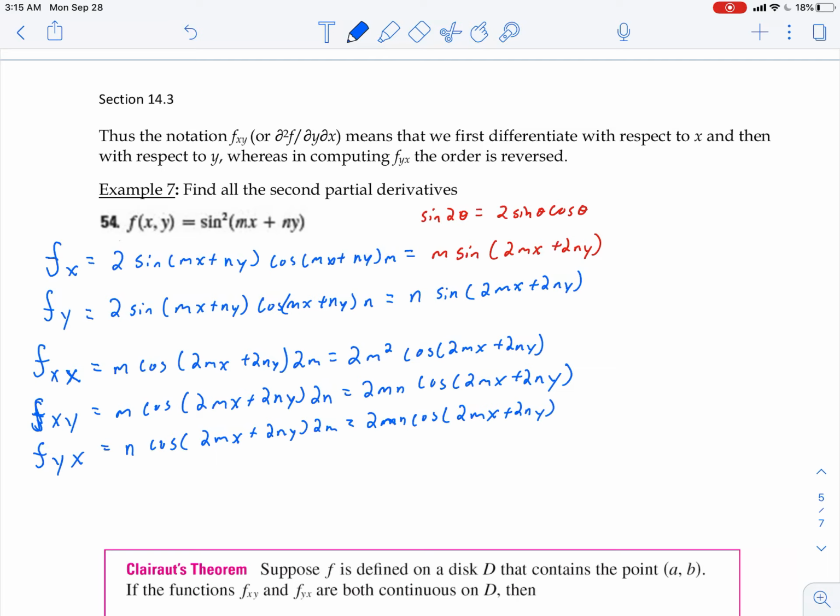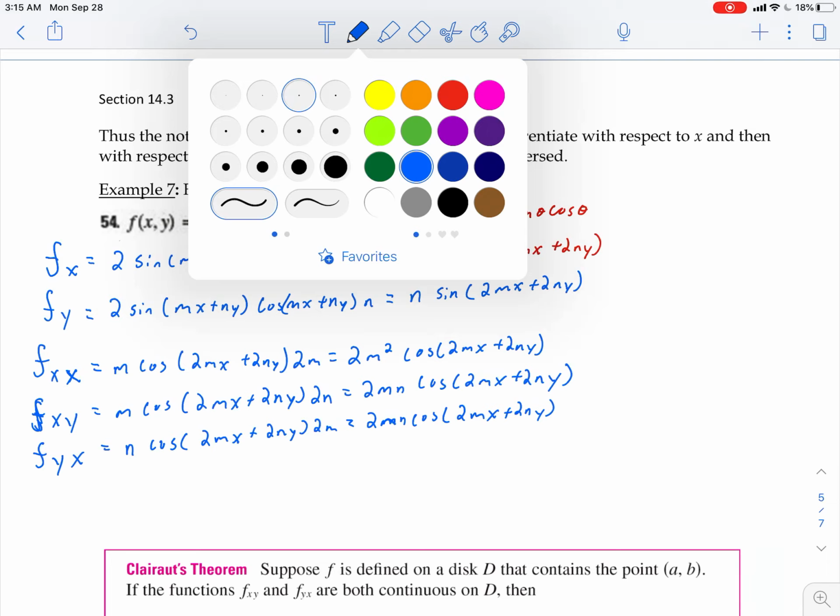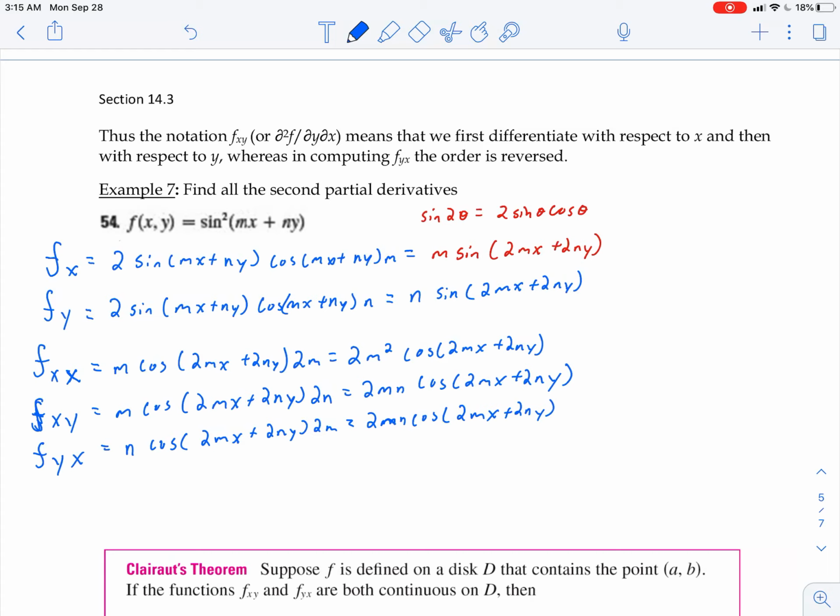And notice that the partial of xy and the partial of yx are going to be the same. So you really don't have to do that twice. Now, it's a good way to check, but again, you don't have to do it twice.